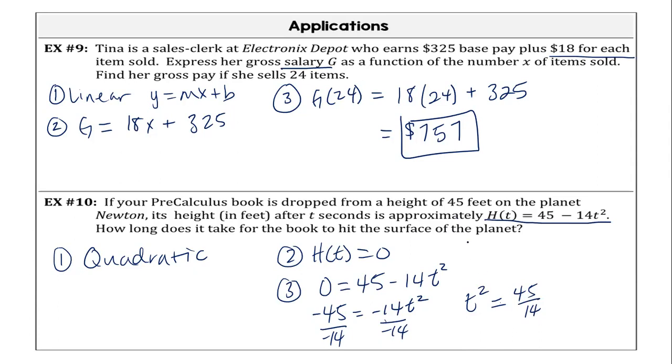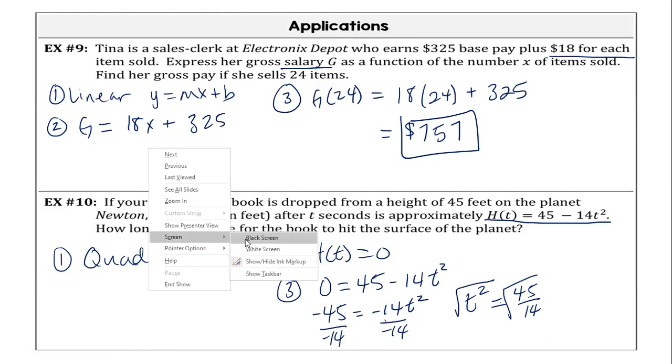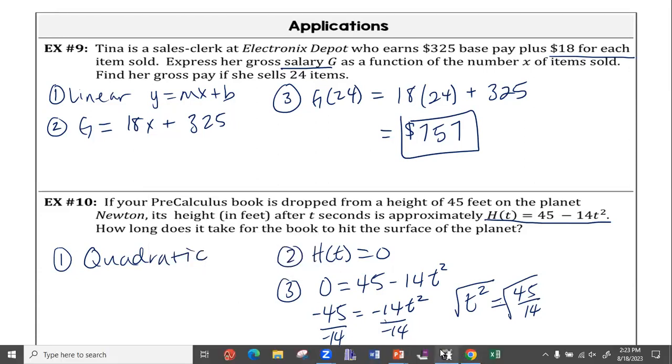Square root. Do we have anyone with a calculator on them? Or do I need to pull it up? So we subtracted the 45 from both sides. And then we divided by negative 14. Okay, so they're both negative. Yes, because positive 45 divided by 14, and then both sides get divided by that.